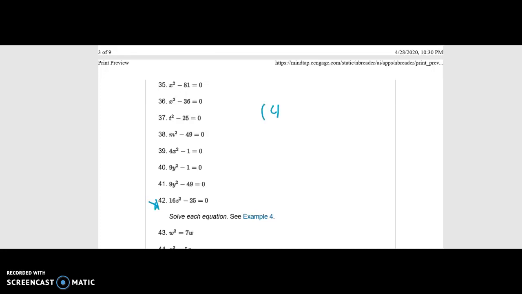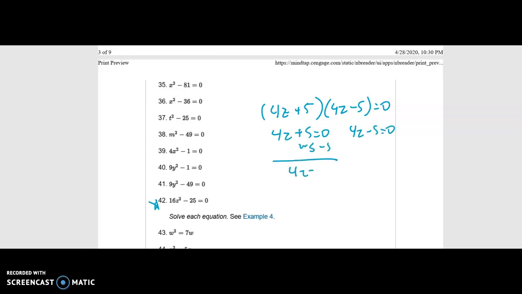I would factor it as 4z plus 5, 4z minus 5 equals 0. I've set 4z plus 5 equal to 0 and 4z minus 5 equal to 0, and I solve. Minus 5, 4z equals negative 5, divide by 4. So z is going to equal negative 5/4, or same thing over here, it's going to be positive 5/4. So z equals positive 5/4. I'm going to make my little solution set plus or minus 5/4.